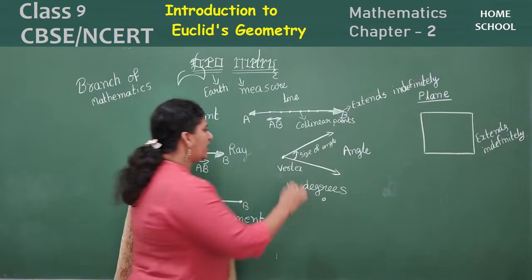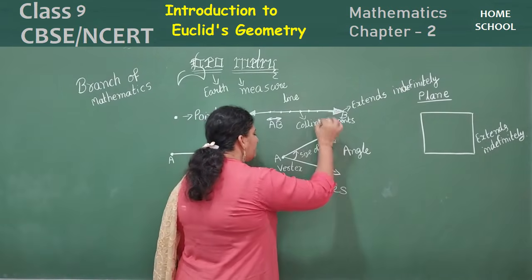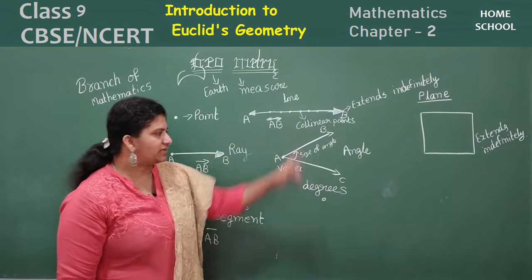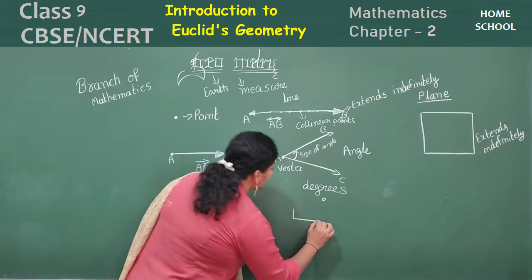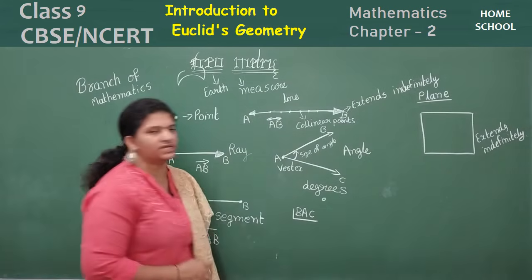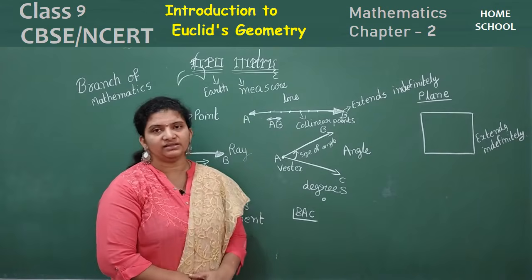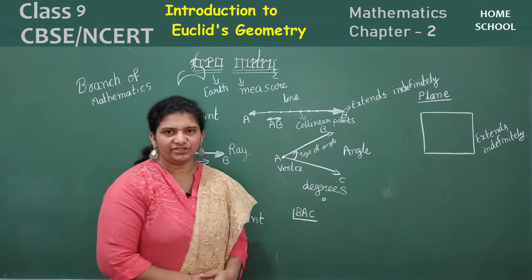Okay. So now, how do you call this one? Suppose I take BC here. An angle is represented like this: angle BAC. So there are many types of angles with regard to their measure.